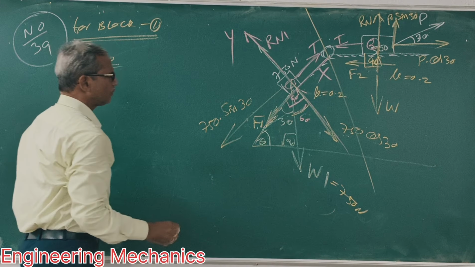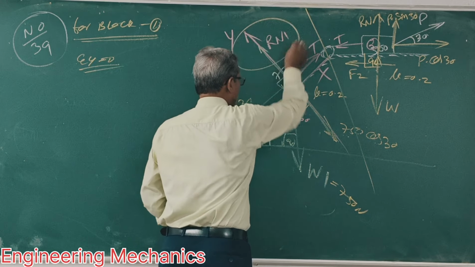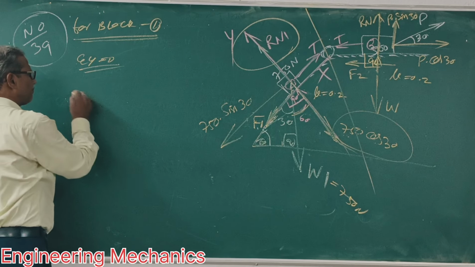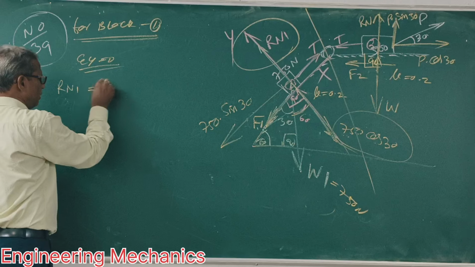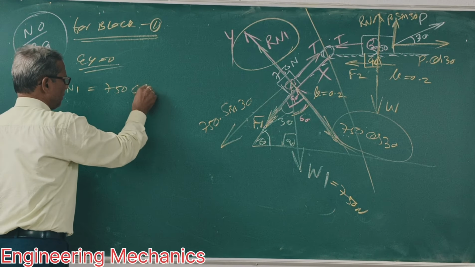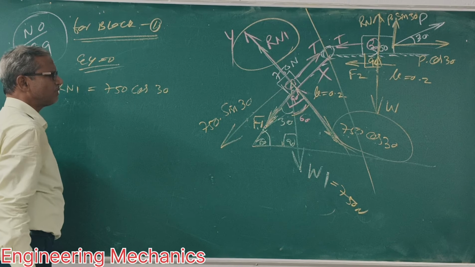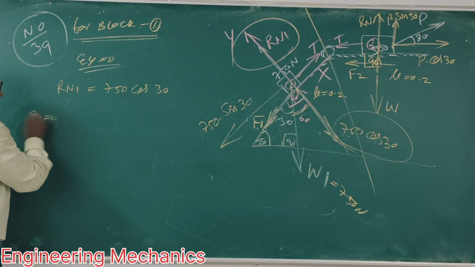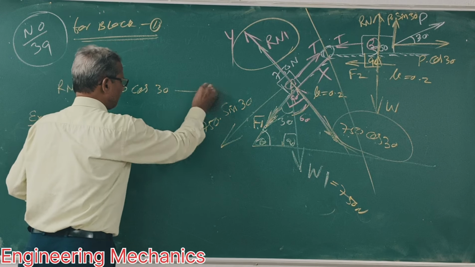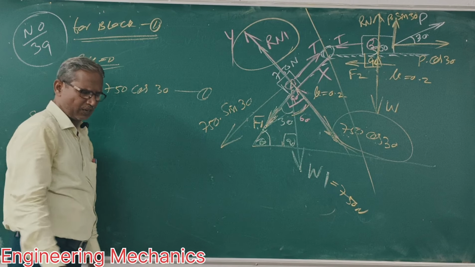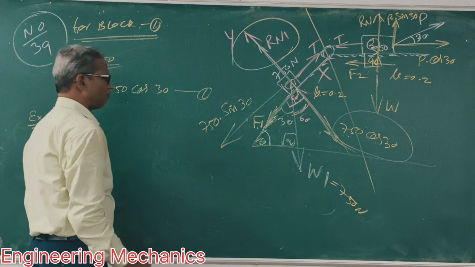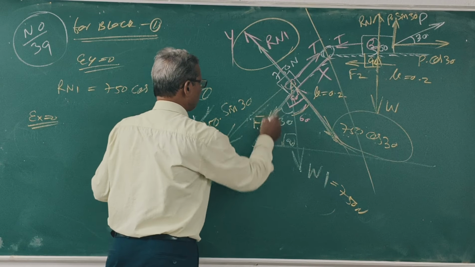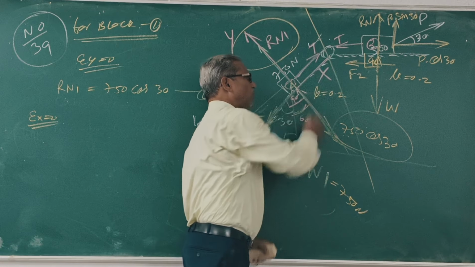Rn1 is equal to 750 cos 30. Clear? Similarly, sigma x is 0. This is equation 1. What is sigma x 0? This plus this is equal to T. What is T? Tension in the string. Clear?